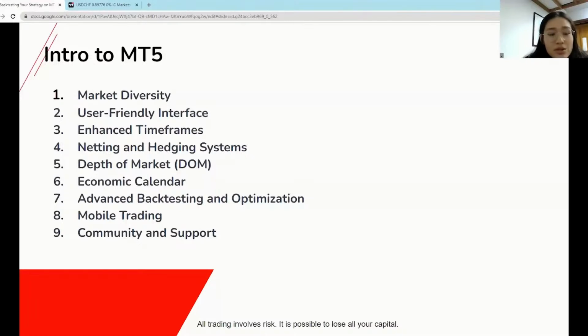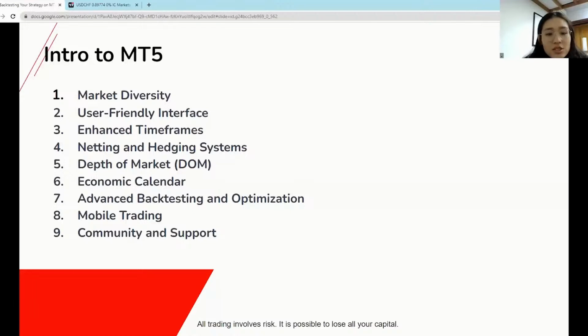So next we have the user-friendly interface. We mentioned this earlier, so I'm just going to skim past it. And next we have the enhanced timeframes. MT5 expands on the timeframes available in MT4. It offers 24 different timeframes for chart analysis. This allows you to analyze price movements in greater detail and find trading opportunities that suit your preferred time horizon.